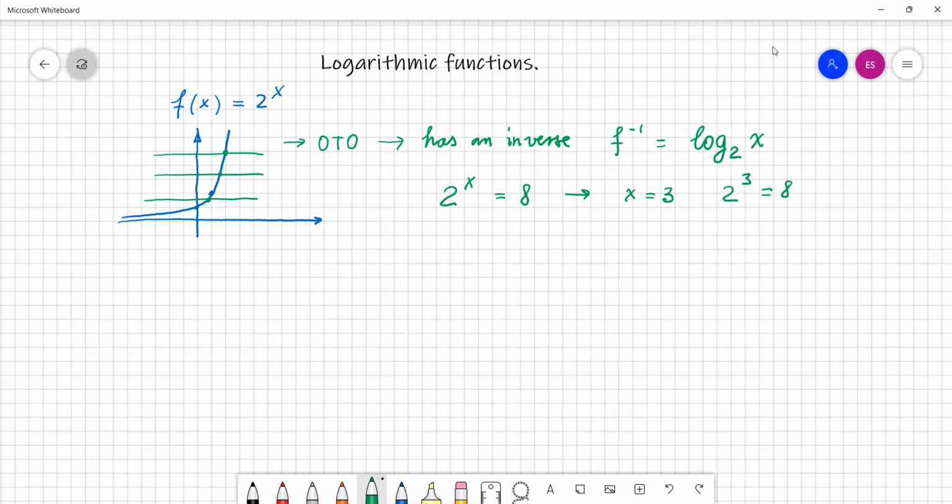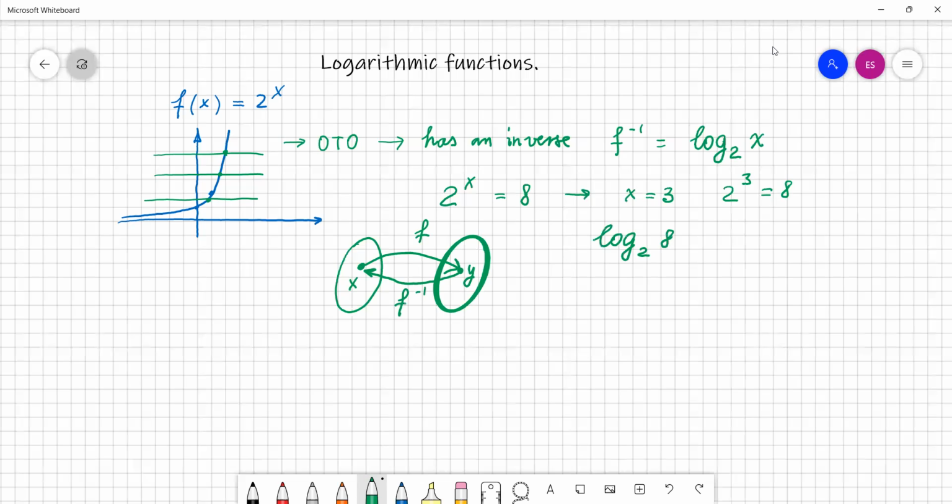Remember that the direct function f connects x and y in this direction, and the inverse function takes y and brings you back to x. That's the inverse function. Y here is 8, right? So we're going to take the inverse function with base 2 of 8 and we're supposed to get back x.